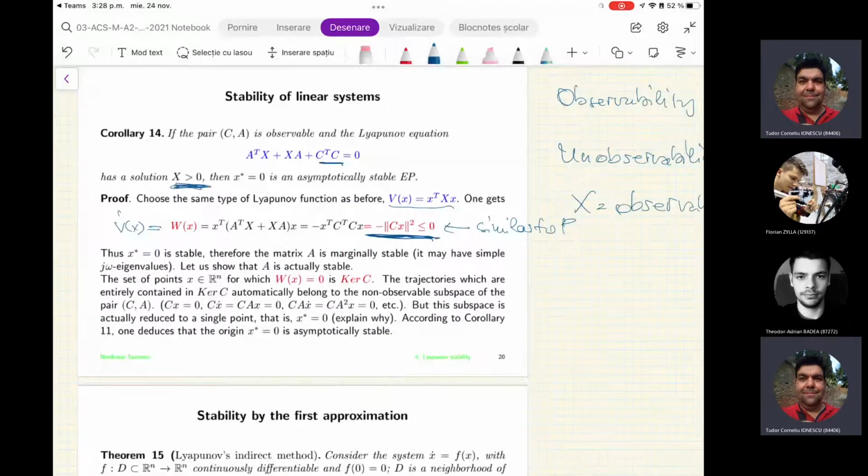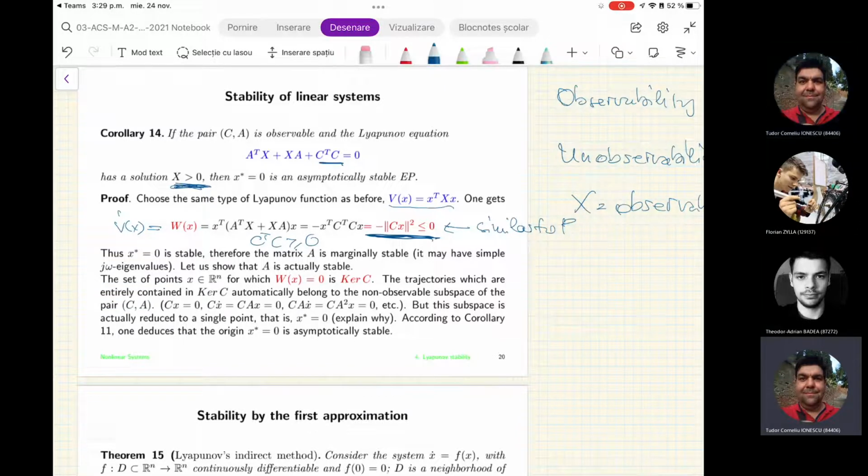Why? Because C transpose C is semi-positive definite. It's not positive definite. So you get this, which looks like a norm, like the Euclidean norm. This is the norm squared of the vector Cx, with a minus in front of it, so this is semi-negative definite. Hence, the origin is stable.